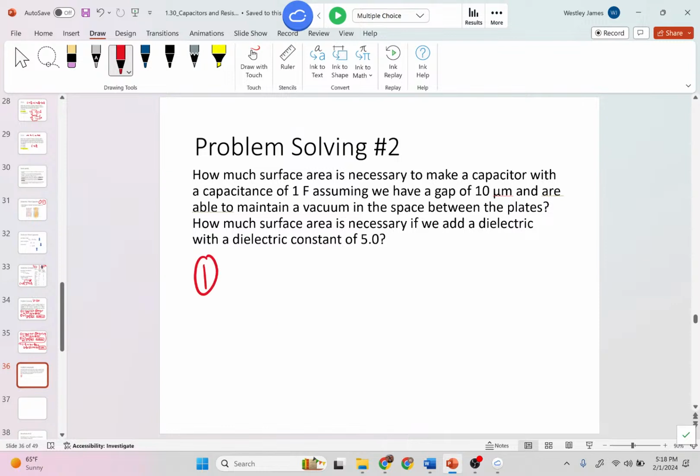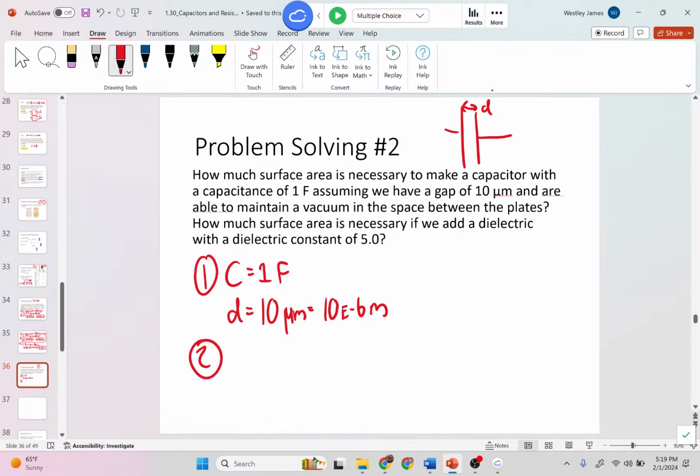So our givens here, capacitance is 1 farad. This gap is the distance between the plates. So 10 micrometers, that's going to be 10 e to the minus 6 meters. And I'm not going to put that dielectric until we use it. We will end up writing that down as a given for the second part. But for now, I don't want us to write it down just because I don't want us to think we're going to use it in the first part.